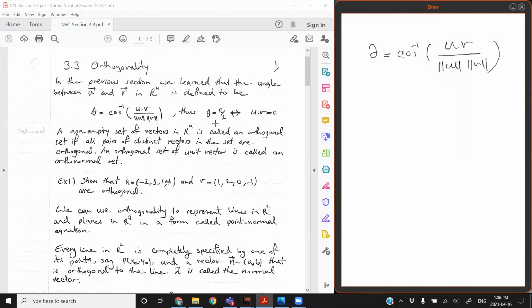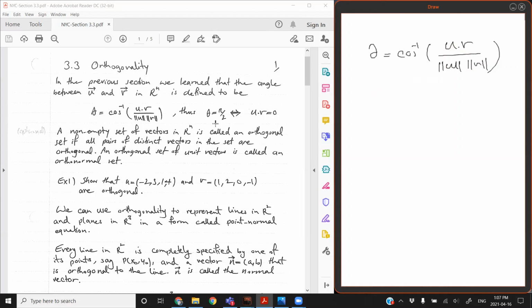of v. And the reason that this definition makes sense is the Cauchy-Schwarz inequality that says what we have here inside the brackets is going to be between -1 and 1. Otherwise, this wouldn't be defined all the time. But since what we have inside the brackets, according to Cauchy-Schwarz, is always between -1 and 1, this definition makes sense for Rn.